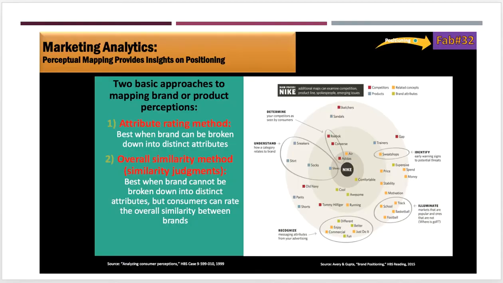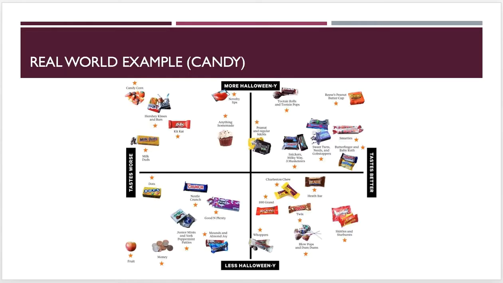Going back to the top example, this is more of an overall similarity method. Both are good at determining which brands are seen in what categories. If we go back to this one, you can see there's a space by Taste Worse and More Halloweeny where there could be a potential market. You wouldn't really want to go there. I would say the best market would maybe be less Halloweeny and taste better, so maybe there could be a potential market space in the bottom right hand corner.